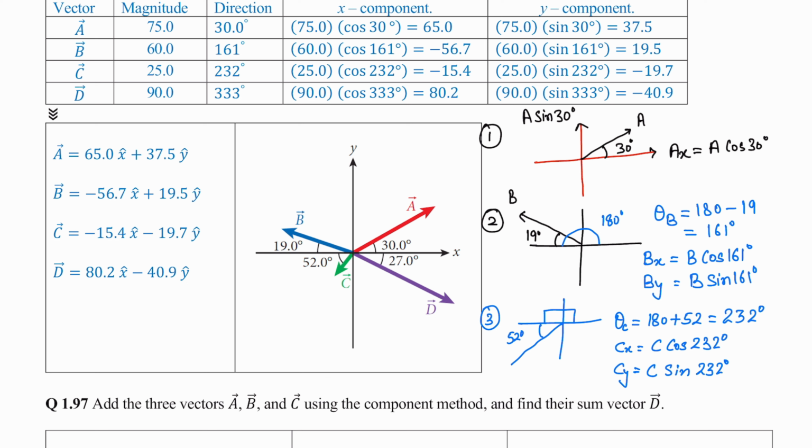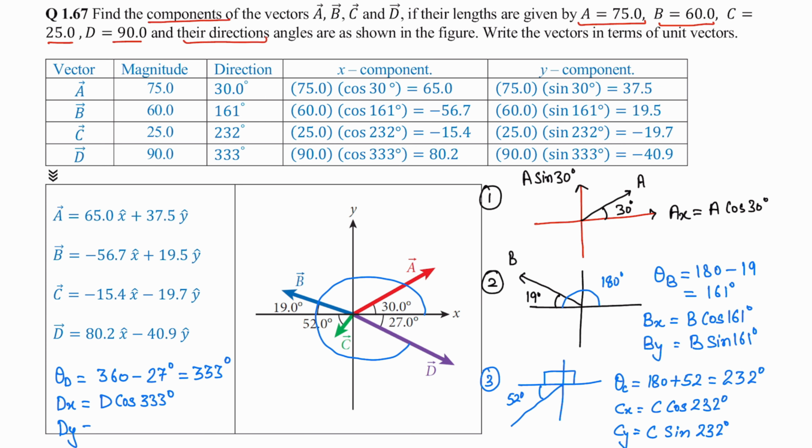Last part, D part. What you need to understand. Let's say this is your full circle of 360 degrees. So can I say theta D is equal to 360 minus 27? Yes or no? And the answer is 333 degrees. So you can find Dx and Dy. So D along x, what is the value? D cos of 333 degrees. Dy is equal to D sine of 333 degrees. So you can find all the values.